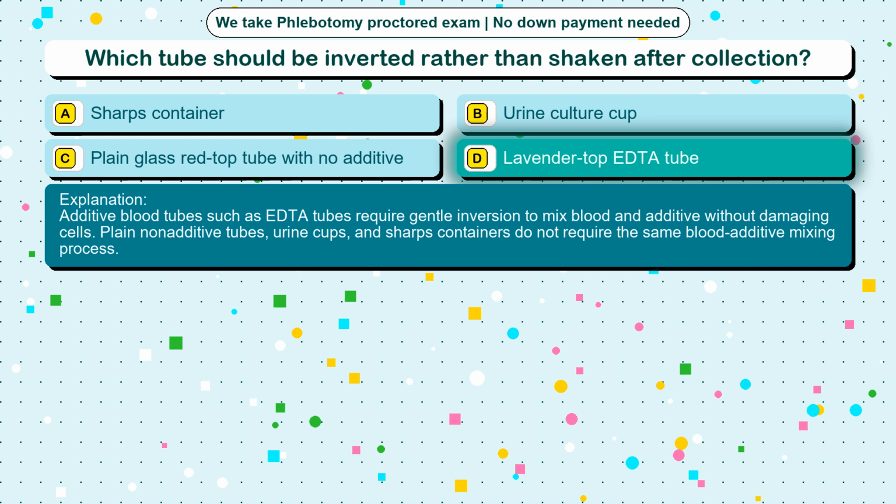Additive blood tubes such as EDTA tubes require gentle inversion to mix blood and additive without damaging cells. Plain non-additive tubes, urine cups, and sharps containers do not require the same blood additive mixing process.